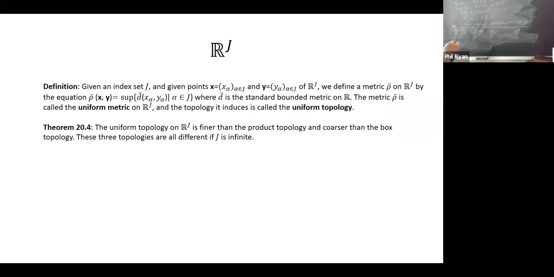And so here is the result that we have. It's finer than the product topology, and it's coarser than the box topology, and these topologies are all different if we have an infinite index set. And of course, we know for finite that the product topology is the same as the box topology, then the uniform topology has to be the same. It gets squeezed in between those two things. So what does it say? It's saying that the uniform topology has more open sets. So anything that's open in the product topology is also open in the uniform topology. The uniform topology is going to have more open sets, and the box topology is going to have even more than the uniform topology.